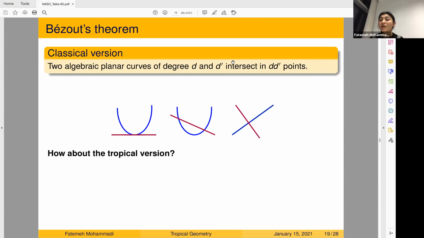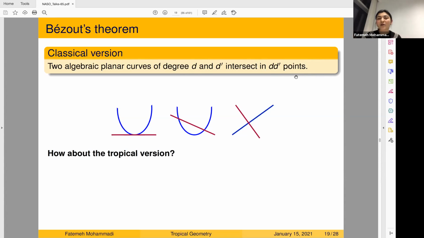In classical algebraic geometry, you might have two algebraic planar curves of degree d and d prime. That means there are two polynomials, f of degree d and g of degree d prime, in two variables x and y. You would draw the corresponding curves of these two polynomials. Then Bezout's theorem in algebraic geometry says that these two planar curves intersect in d times d prime points.